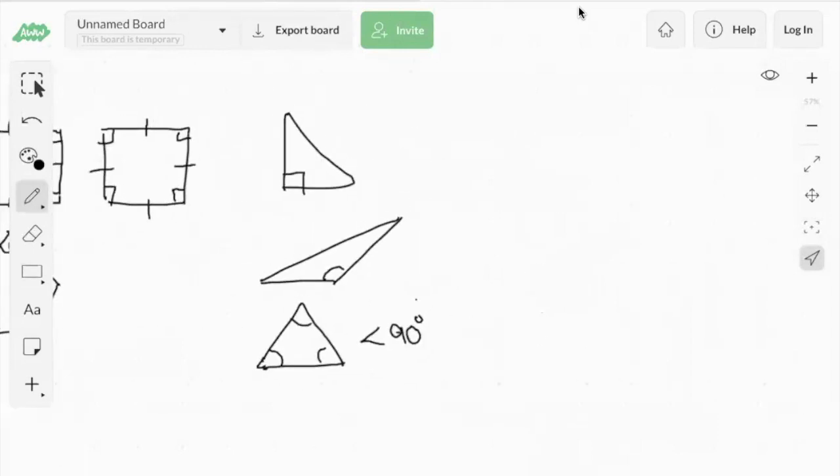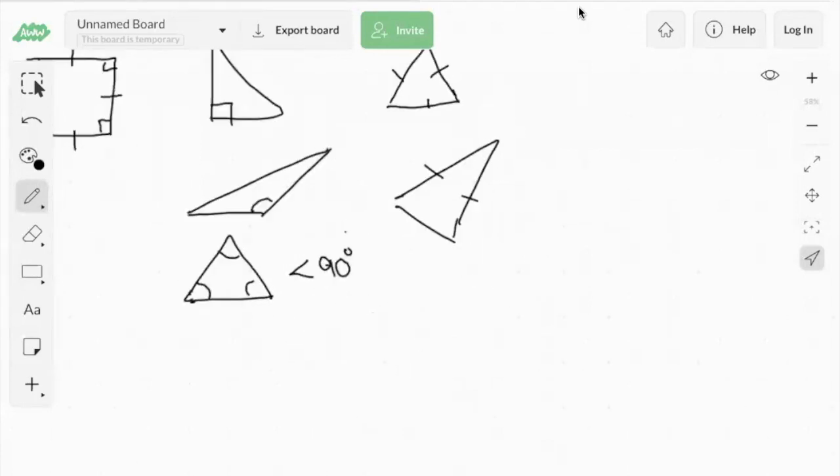In terms of sides, there are three classifications. One is the equilateral triangle, which means all sides are the same, and therefore all angles are the same, but we'll get to that later. And then there is the isosceles triangle, where 2 sides are the same. And then finally, there's a scalene triangle, where none of the sides are the same.